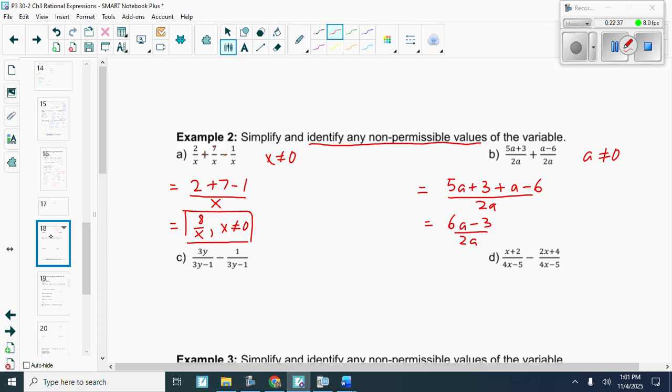Can we simplify? Yes, we can take a GCF out of the top. So let's go ahead and take out a 3. It didn't further simplify on the bottom, but that's okay. It is completely simplified, and so this is going to be our final answer.